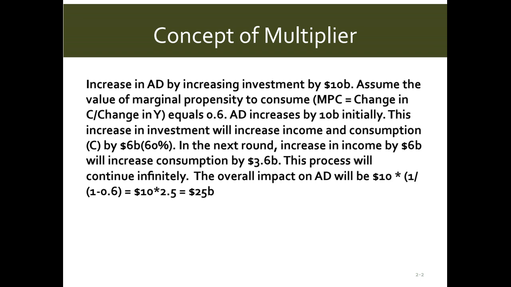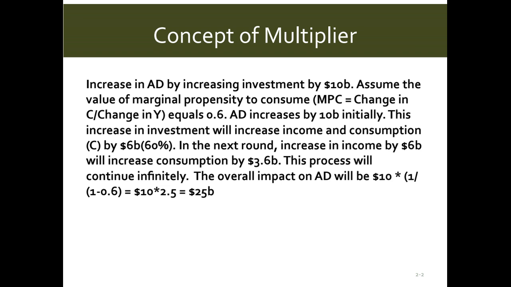What is marginal propensity to consume? By marginal propensity to consume, I mean that if your income increases by $1, you are going to spend 60 cents, that is 0.6, on consumer goods and services, and you save 0.4, that is 40 cents. So that is the ratio.